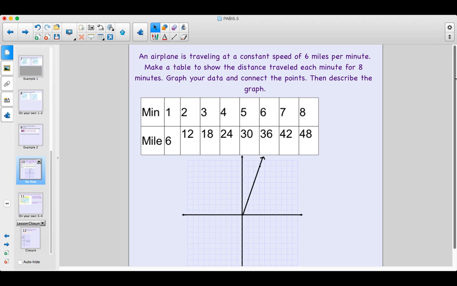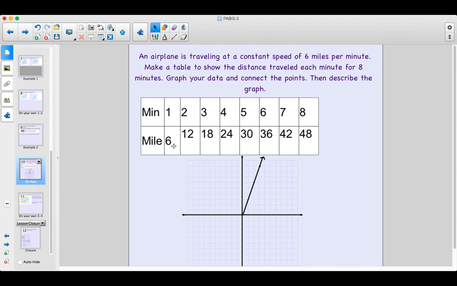So if you take a look at this problem, it says that an airplane is traveling at a constant speed of 6 miles per minute. Make a table to show the distance traveled each minute for 8 minutes, graph your data, and connect the points. Then describe the graph. So I went ahead and did this problem and created my table, starting with minutes as my X value and miles as my Y.